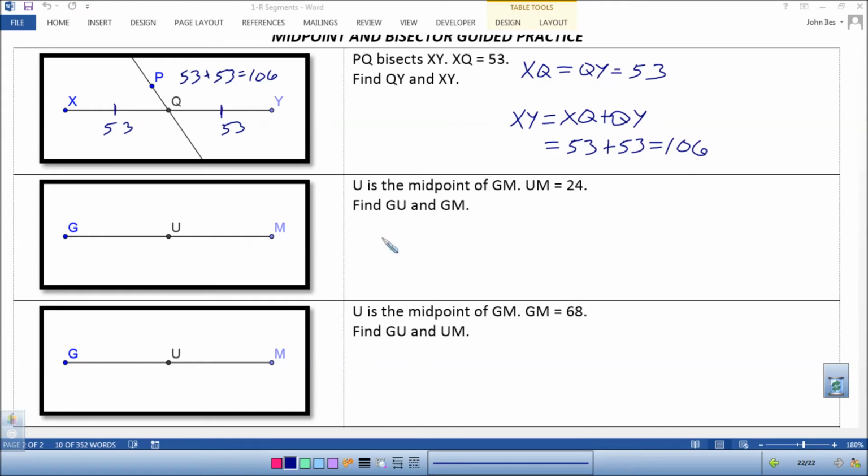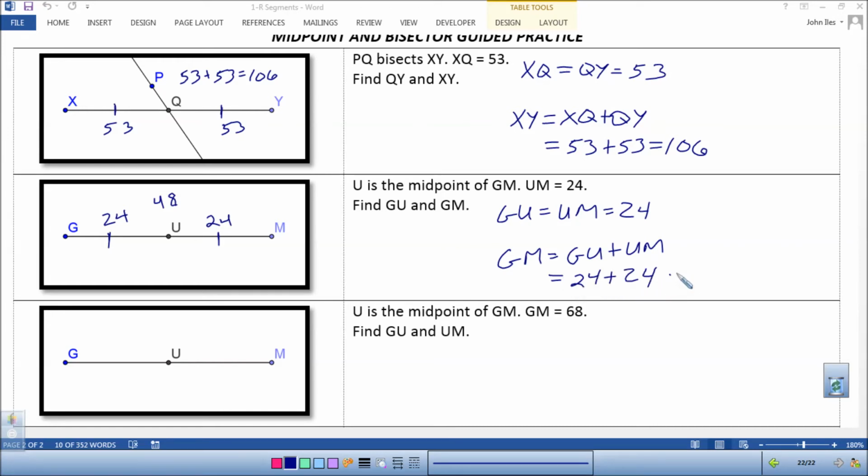All right, so U is the midpoint of GM. UM is given as 24, so we have a midpoint, so we're equal on both sides. This side is 24, which means this side is 24, and the whole thing is 48. So GU is equal to UM, which is 24. Then GM is equal to GU plus UM. That's 24 plus 24, which is 48 units.